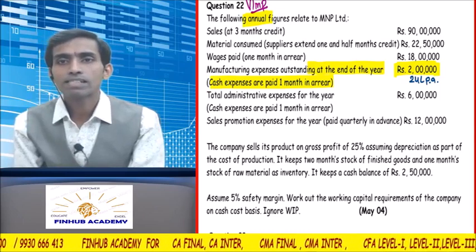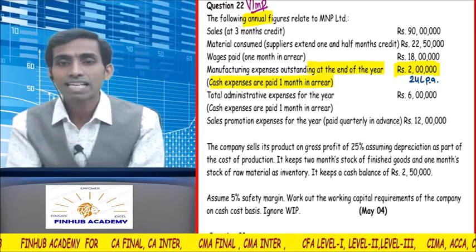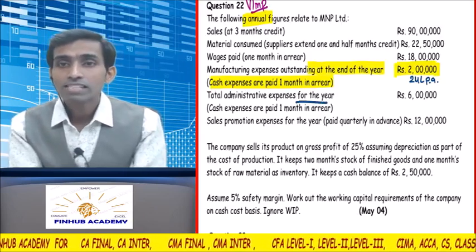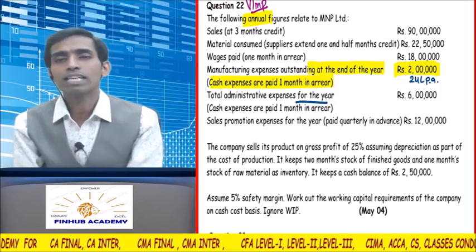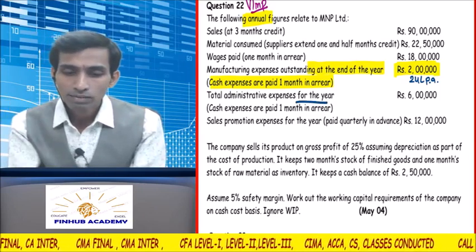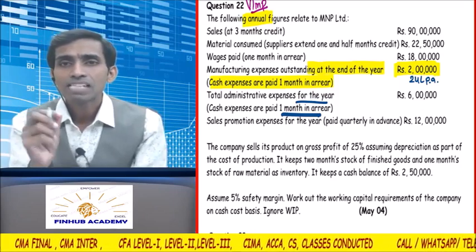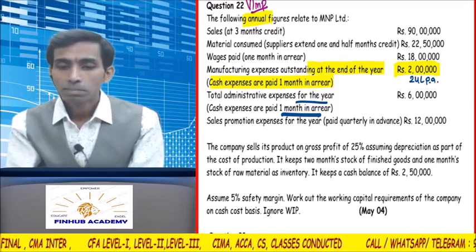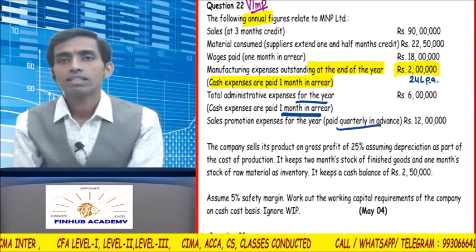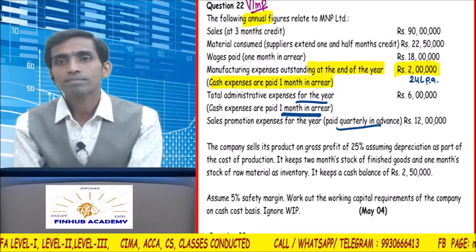Total admin expense for the year is 6 lakhs. This is for the year, so it is an annual expense, and it is paid 1 month in arrear, meaning 1 month outstanding. Sales promotion expense for the year is paid quarterly in advance. Is this a liability or an asset?